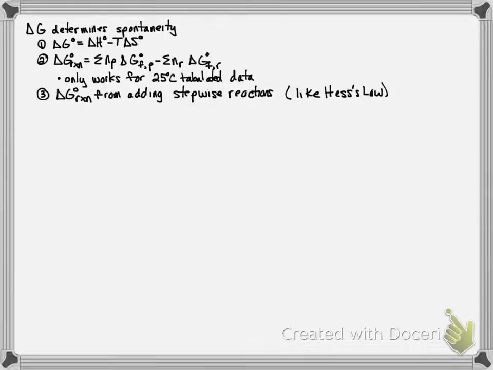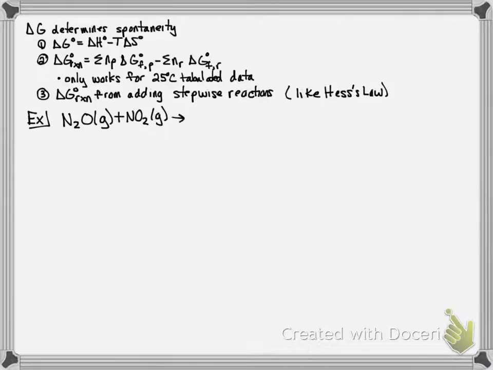We can also get that delta G from adding stepwise reactions. So we can do it just like we did Hess's law, where we said if I know something about these 3 reactions or 2 reactions and I add them together to get the reaction that I care about, then I can know about the overall. Because these are state functions, this is the reason that this works.